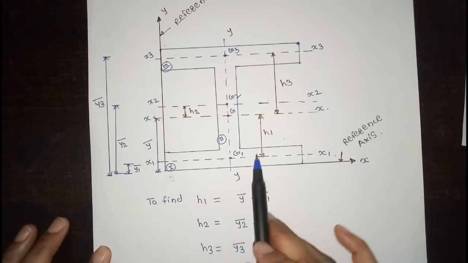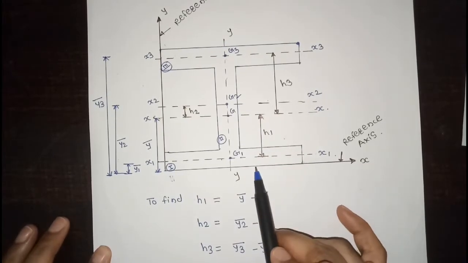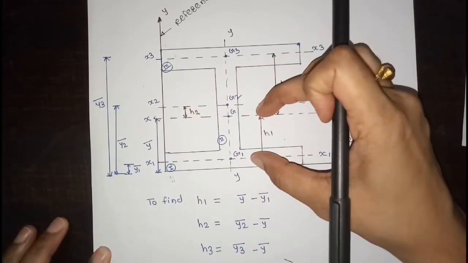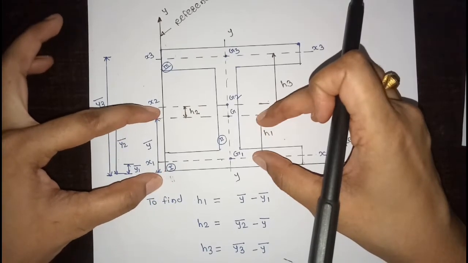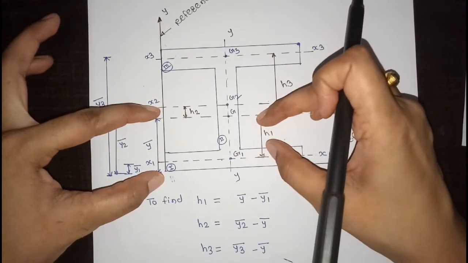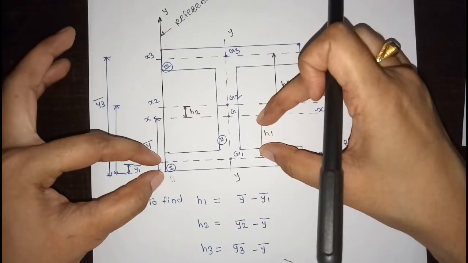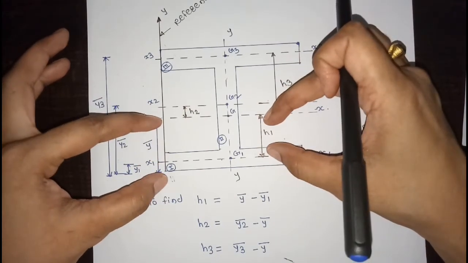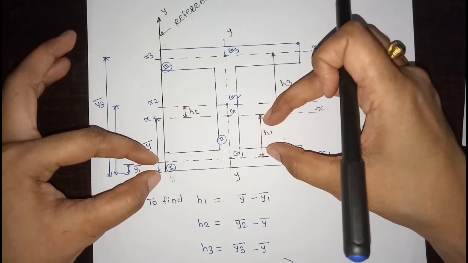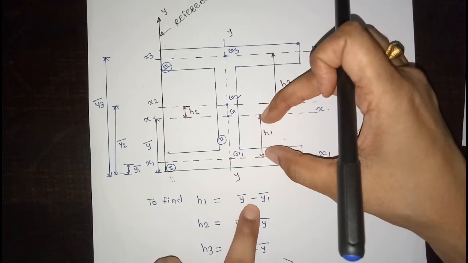Okay. So calculate H1. How to calculate H1? This portion: y bar minus y1 bar. Then we get H1. So H1 is equal to y bar minus y1 bar.